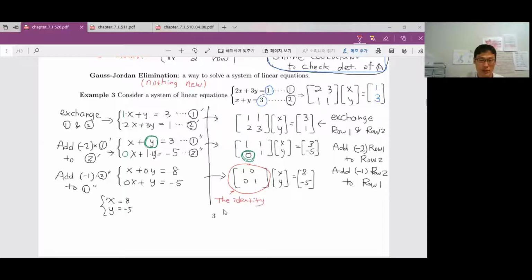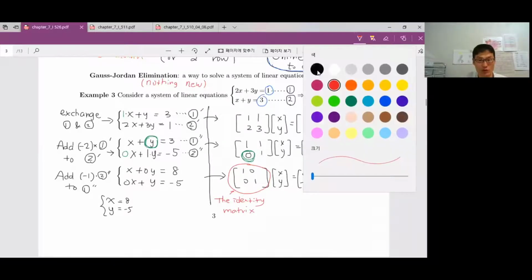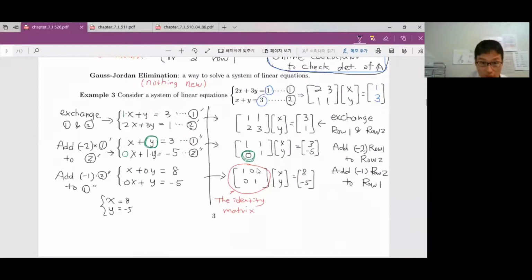So once you have the identity matrix, you can stop. No more operations. Once you have the identity matrix, you can stop and write down the answer. You interpret this by matrix multiplication. First row, 1, 0 times xy is x plus 0y. Second row, 0, 1 with xy is 0x plus y. And then 8, -5. Identity matrix is identity matrix. You have x and y, and then we are done. Good.